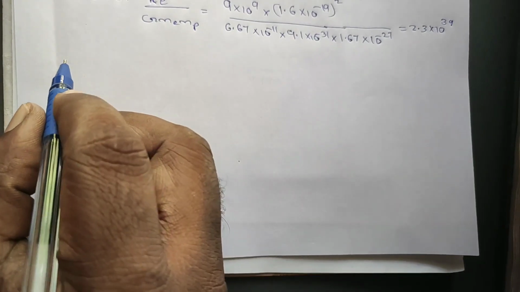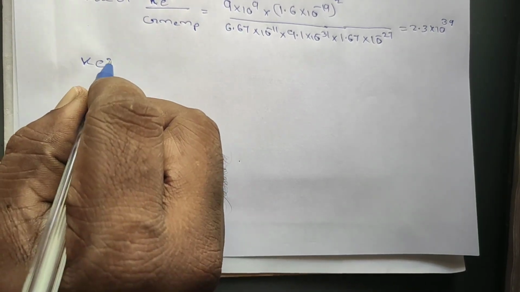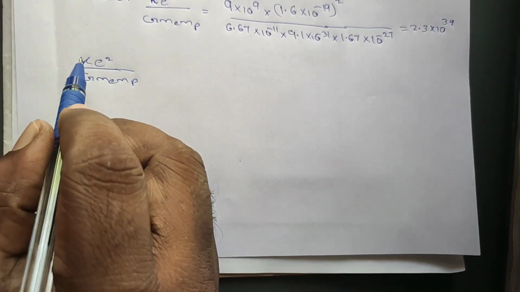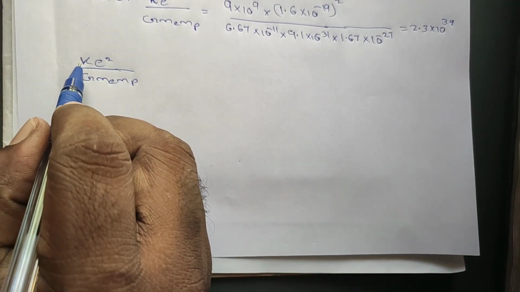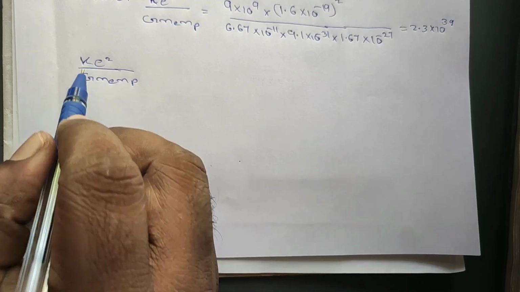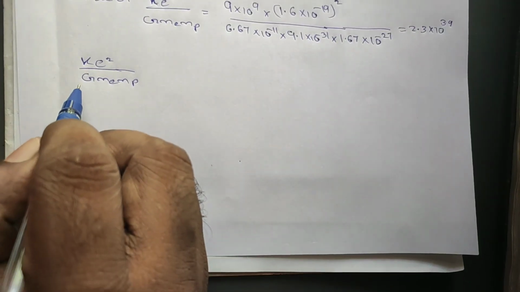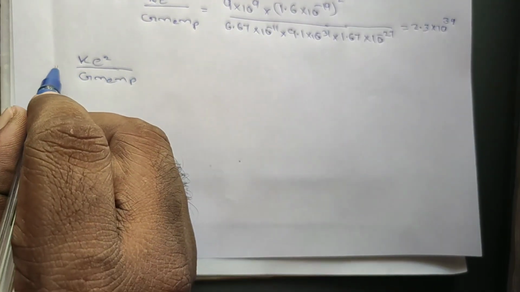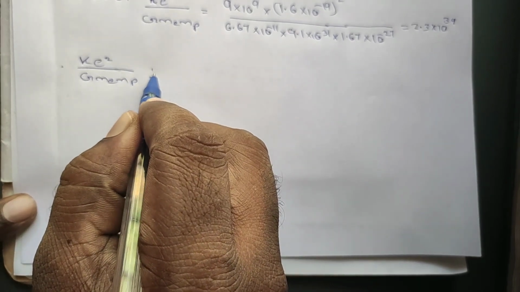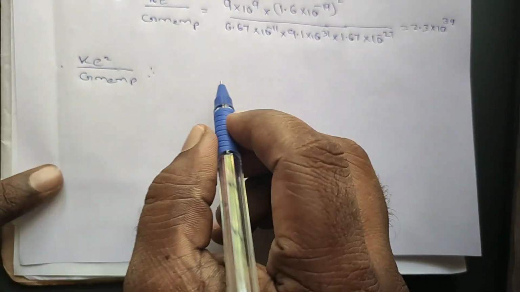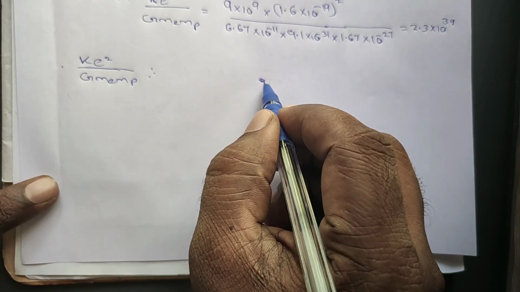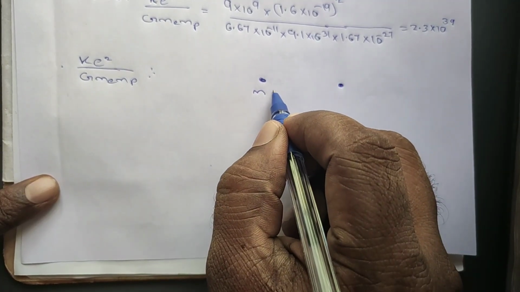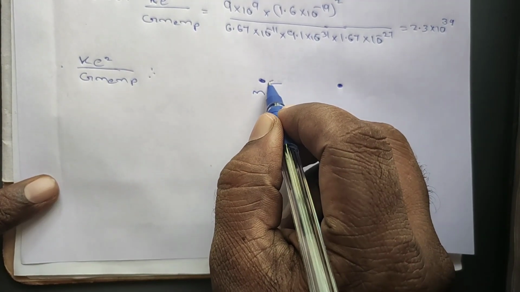Okay. So K E square divided by G ME and MP. So from this I see that K is a proportionality constant in Coulomb's law and G is a proportionality constant in gravitation. So surely this has some relation to Coulomb's law and gravity. So I am considering an electron and a proton separated by a distance r.